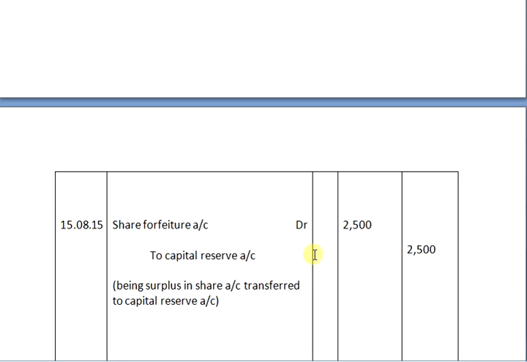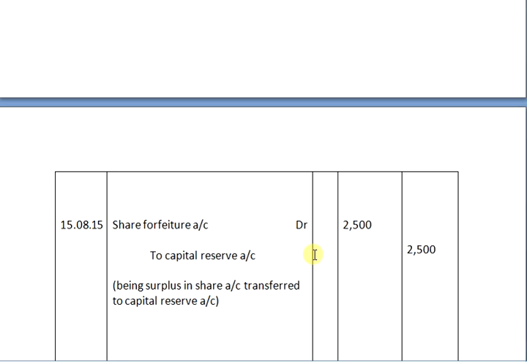Allotment means 2 transactions again. One is for the due, next is for the receipt. Due means what happens? Share allotment account debit to share capital account, and if premium is given, to securities premium account. Again received means bank account debit to share allotment account. First and final call is given means what happens there? First is the due transaction, then again the received transaction. Due transaction, what happens? Share first and final call account debit to share capital account. Next, receiving means bank account debit to share first and final call account.